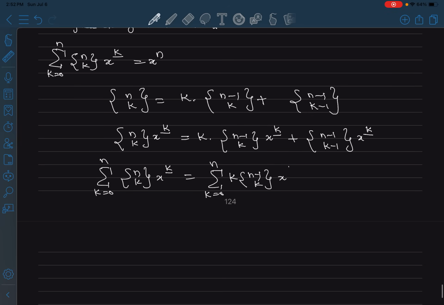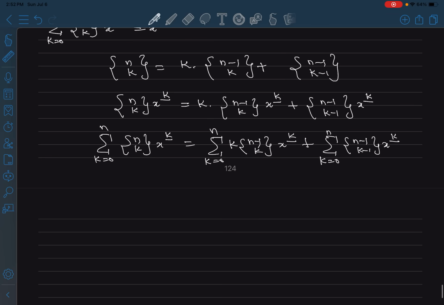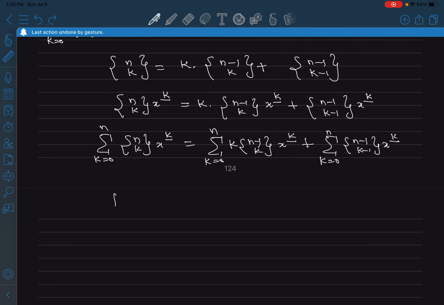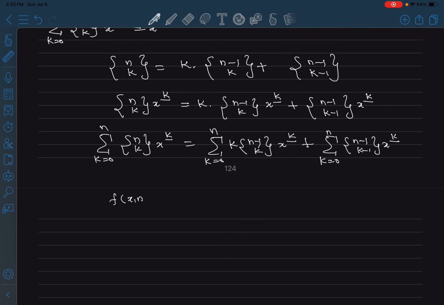Okay, and then sum from k equals 0 to n of (n minus 1, k minus 1) x to the power k, right? Now this is the expression that we actually want to find, right? So let's say that expression, which is a function of x and n, to be this f, and we want to solve for f. Okay, over here, one of the problems is in this sum. The sum is in the world of k, right? So k is not really a constant; that's a variable.